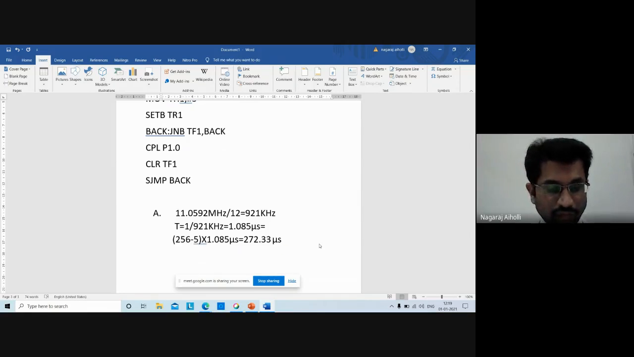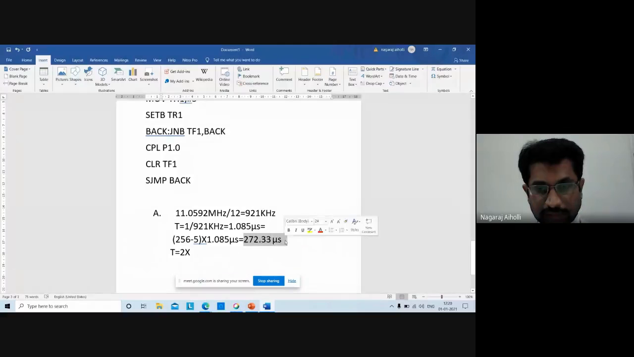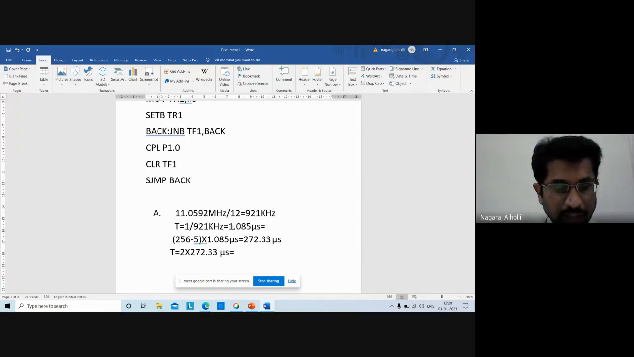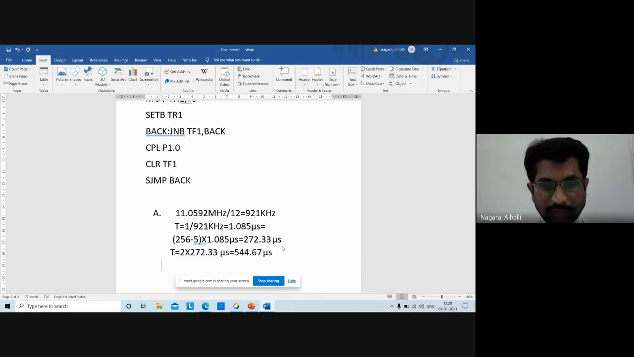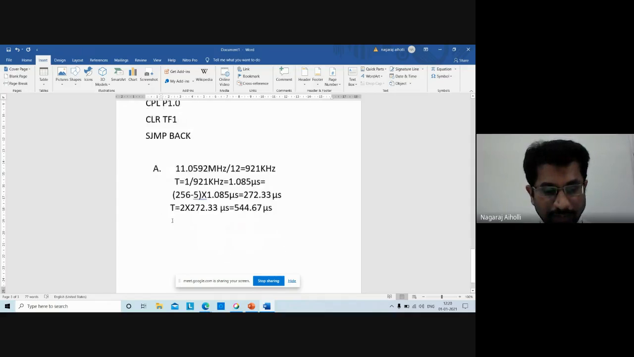If we want the full portion of the square wave, what do we have to do? We have to multiply by 2. 2 into 272.33 microseconds comes out to 544.67 microseconds. So this is the time delay.